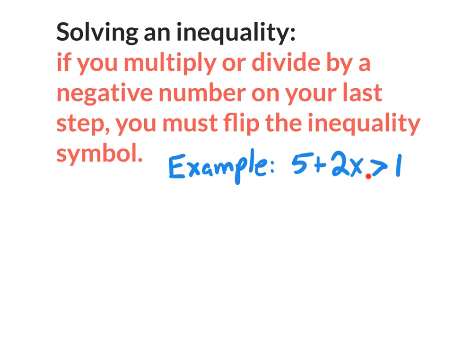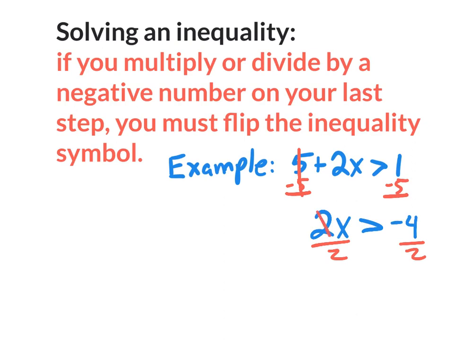So how do we solve this? We're going to solve this exactly the way we would an equation. I want to get x by itself. What do I do? You have to subtract 5. Subtract 5 here, subtract 5 over here. My new inequality is 2x, and instead of an equal sign, we have that greater than symbol. 1 take away 5 is negative 4. Final step is what? Divide by 2. The 2's cancel. X, this answer is negative 2.